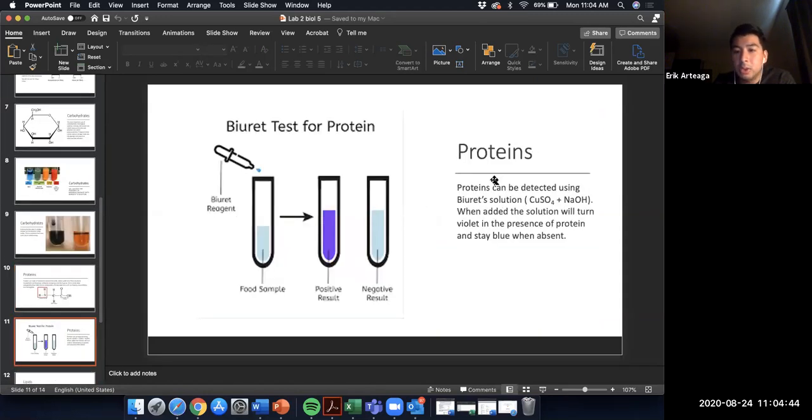Proteins, we can use a couple of different reagents for testing for protein. So you have a Biuret reagent. You add it to a solution, you heat the solution, and you look for the purple change, right? So proteins can be detected using Biuret solution. Copper sulfate plus sodium hydroxide will change that color into a purple solution. It will turn or stay blue if there's no protein being added. I believe this is the exact test that's in the virtual lab, okay?